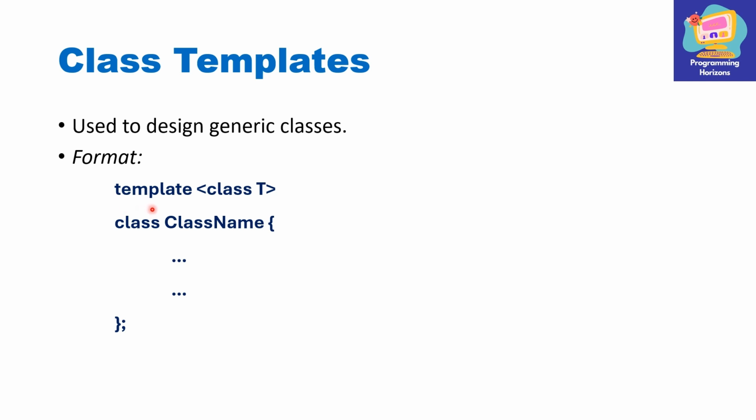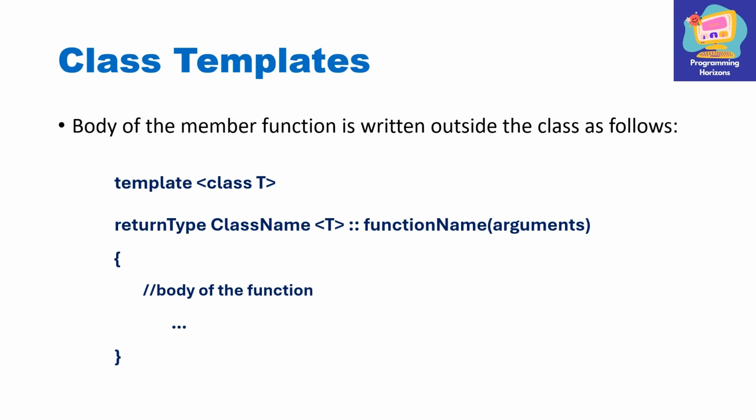First we mention the keyword template, then inside the bracket we mention the keyword class followed by generic data type T. Then we define our class code as always. You can define a member function of a generic class inside the class or outside it. If you are defining the member function outside the class, then the format is like this.